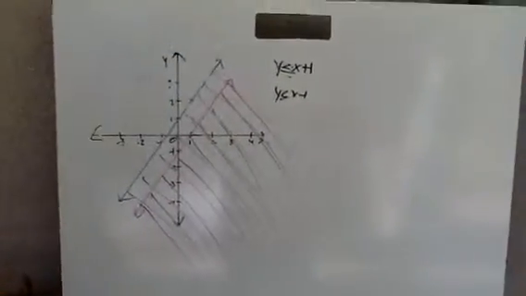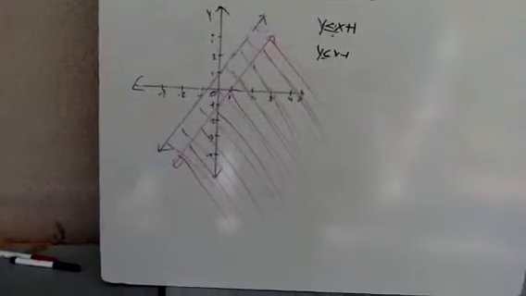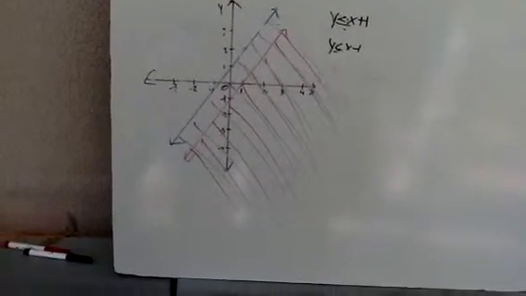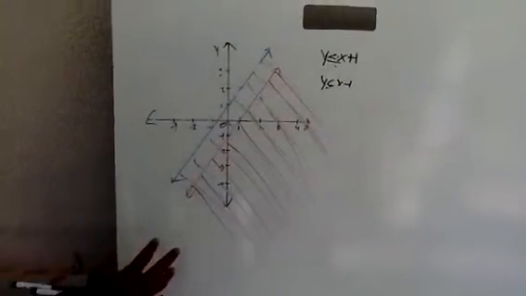If you shade in the same direction, like with y is less than or equal to x plus 1, and y is less than or equal to x minus 1, the solution set will be the solution set of y is less than or equal to x minus 1.